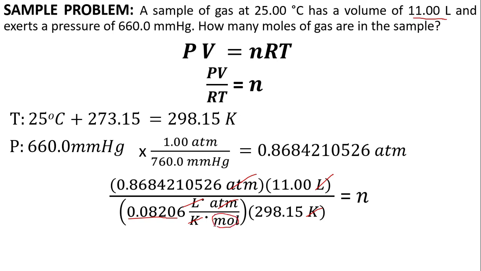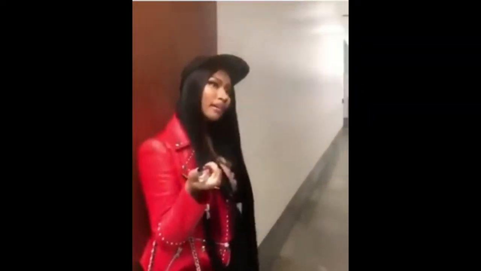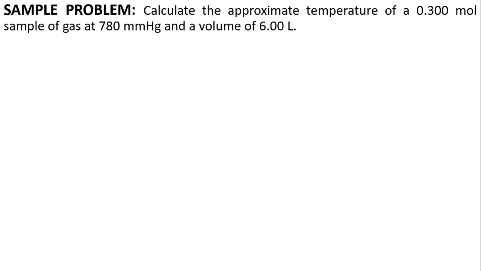So if you remember your algebra, this will just be transferred to the numerator. This will give us 0.3904421559. And considering the number of significant figures, we'll use 4 significant figures, which is 0.3904 moles. Very easy. I was playing.